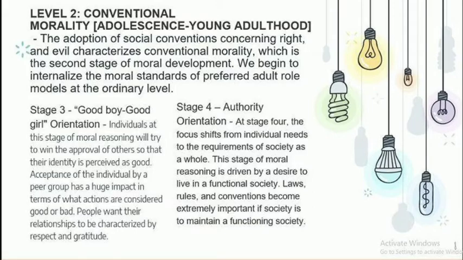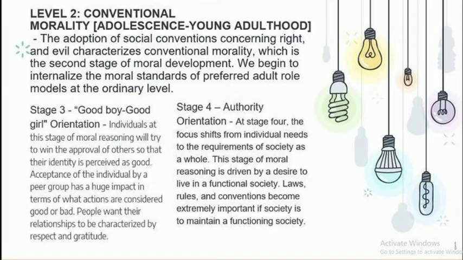People want their relationships to be characterized by respect and gratitude. At this stage, the child tries to seek approval from other people by living up to their expectations. He or she also now understands the concept of loyalty, trust, and gratitude, as well as becomes interested in motives and intentions behind a particular decision or action. For example, children understand and live by the golden rule.